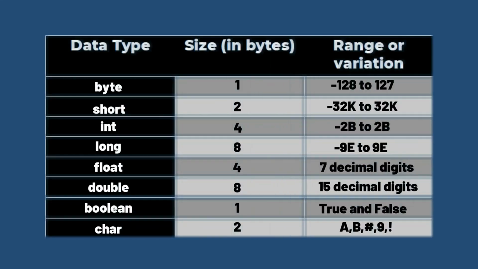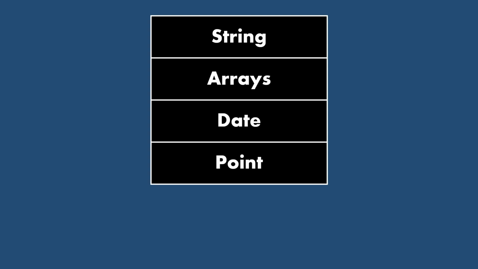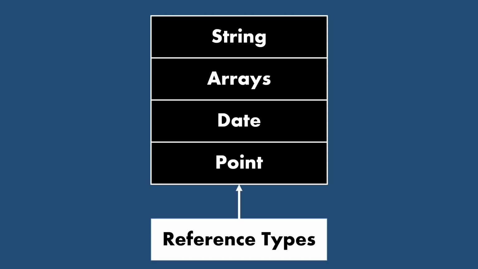In the previous tutorial, we had seen that there are 8 primitive data types. Now except these 8 primitive data types, all the other data types in Java are the reference types. You can take the examples of string, arrays, date, and point. These all are reference types. Though there are some examples, there are many more.